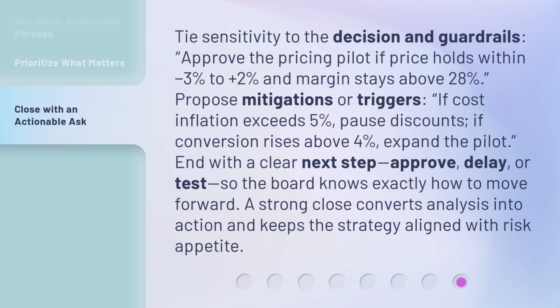Propose mitigations or triggers. If cost inflation exceeds 5%, pause discounts. If conversion rises above 4%, expand the pilot. End with a clear next step: approve, delay, or test, so the board knows exactly how to move forward. A strong close converts analysis into action and keeps the strategy aligned with risk appetite.